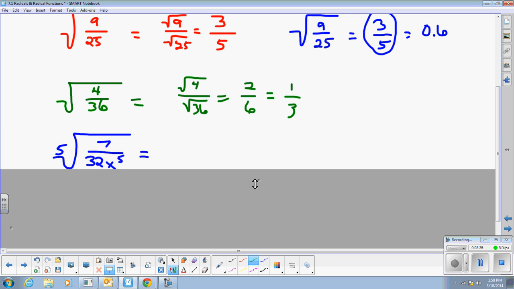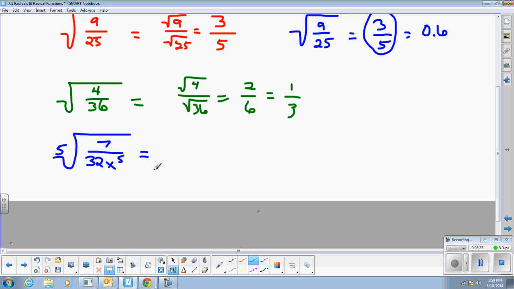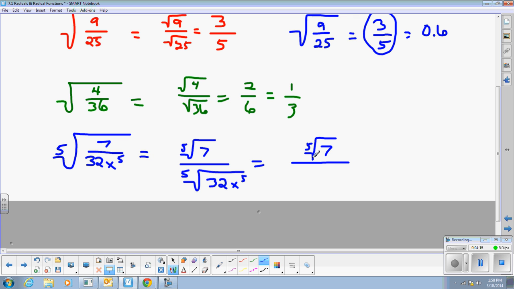Our third and final example. What do we do when we have a variable in there? So now I'm even after a 5th root. I will write this out and I will say it's the 5th root of 7 over the 5th root of 32x to the 5th. So what do I do now? Well, 5th root of 7. I don't know the 5th root of 7. That's an irrational number. So I will then just rewrite the 5th root of 7.